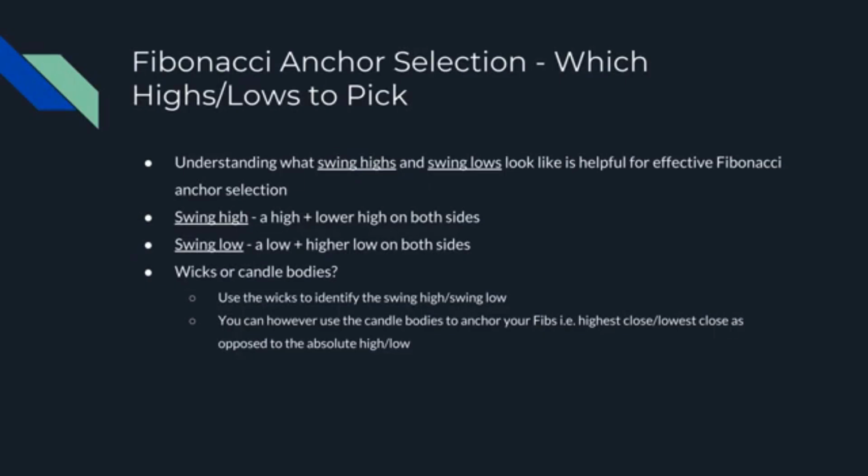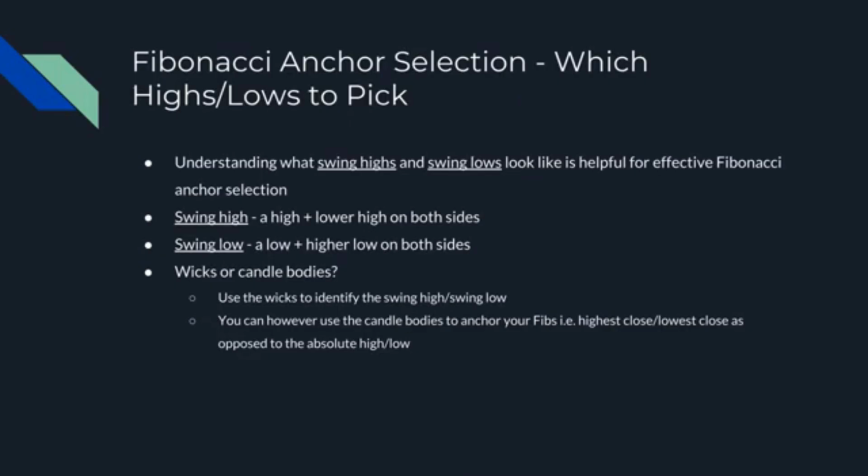And then a swing low is when you have a low and then you have a higher low on both sides. Now, we're going to talk about swing highs and swing lows in slightly more detail, but inevitably the question on people's minds will be wicks or candle bodies. Now, I use wicks to actually identify where the swing lows and swing highs form. You can, however, use the candle bodies to anchor your fib.